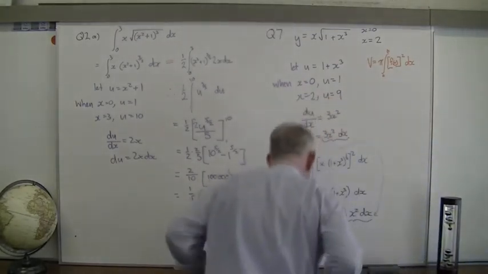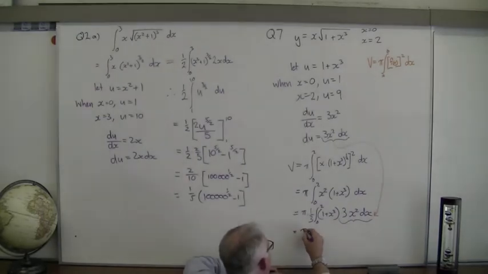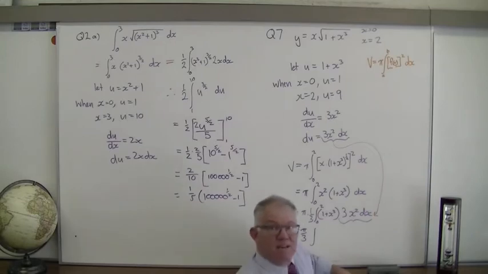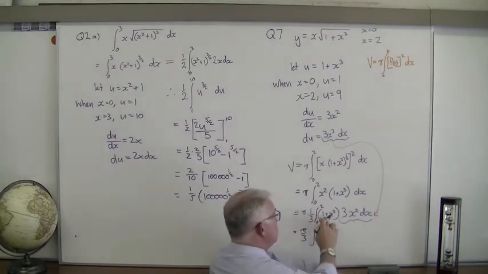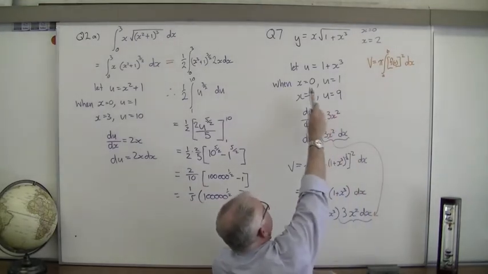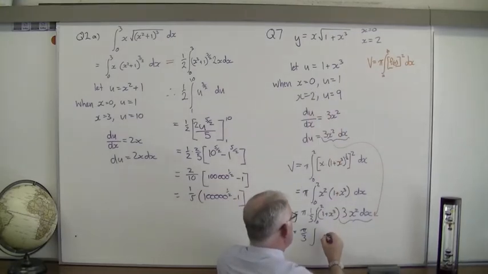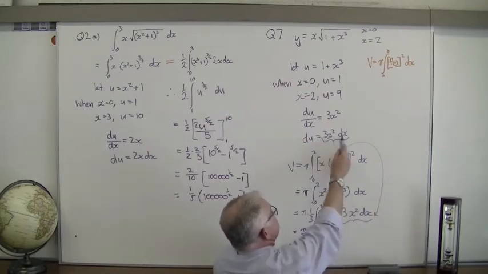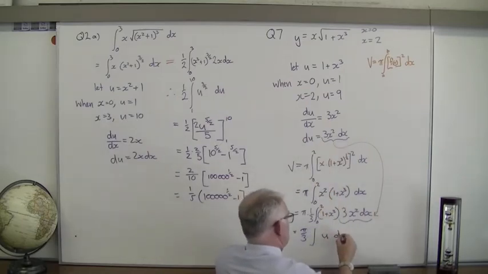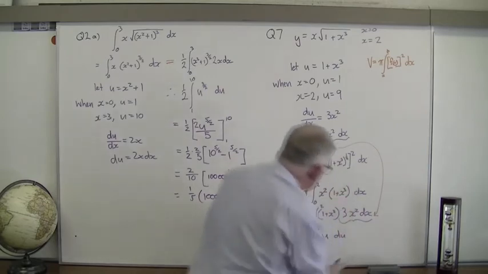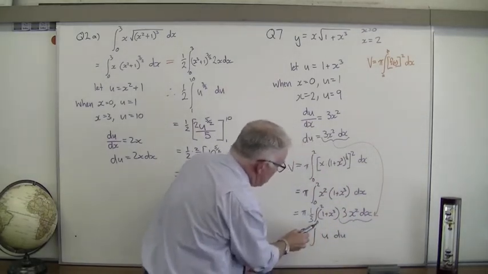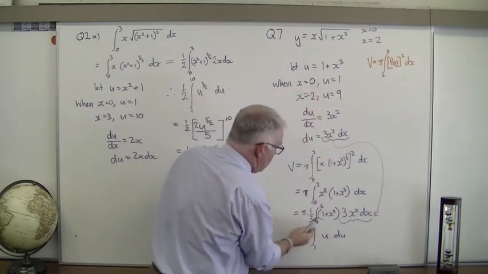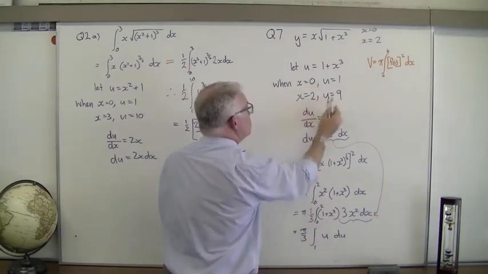And now how sweet is that? We have pi on 3, and this bit here in the brackets is the same as u. 1 plus x cubed, that's what u is equal to. So this is u, and 3x squared dx is du. And now the limits of integration with respect to u: when x was 0, u was 1. When x was 2, u was 9.